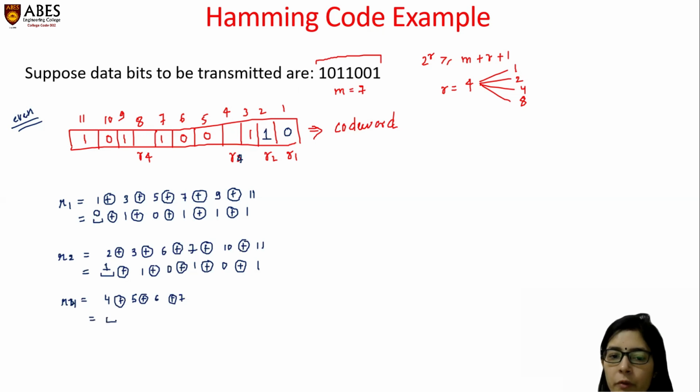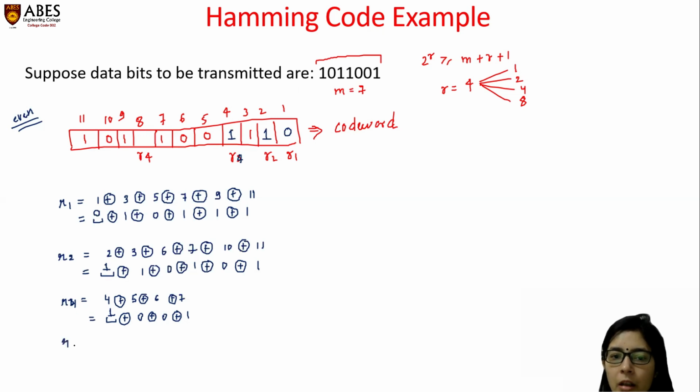Now at position 4, we don't have the value right now. At 5, we have the value 0. At 6, we have the value 0. And at 7, we have the value 1. So now the number of ones is odd. So we need to keep the number of ones even. So the value at 4 will be 1. So here we will place the value 1.